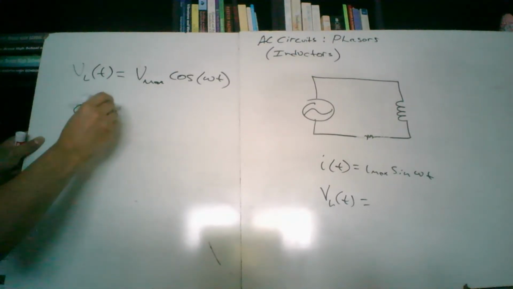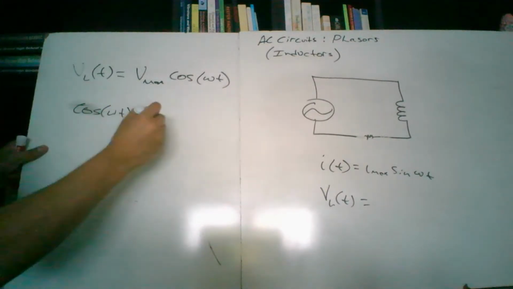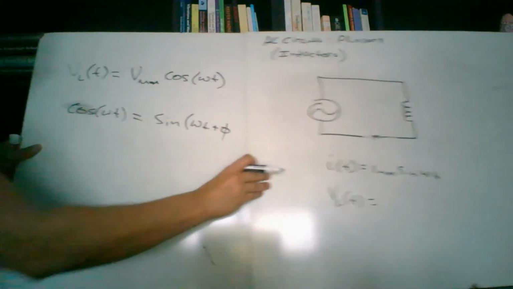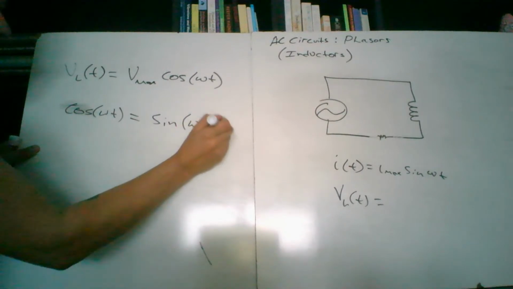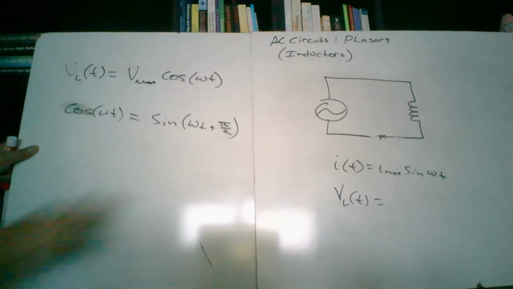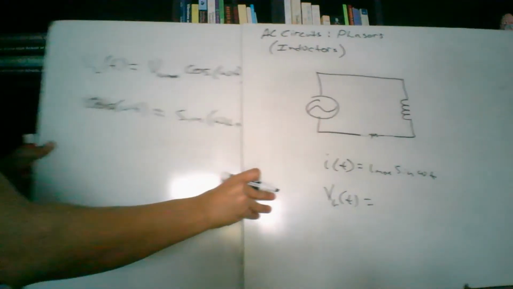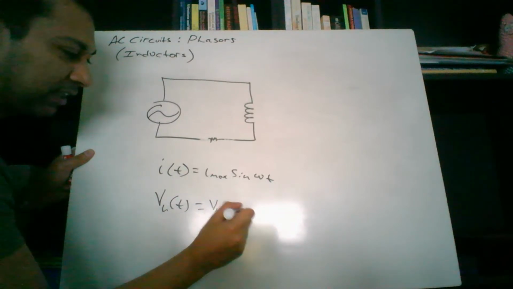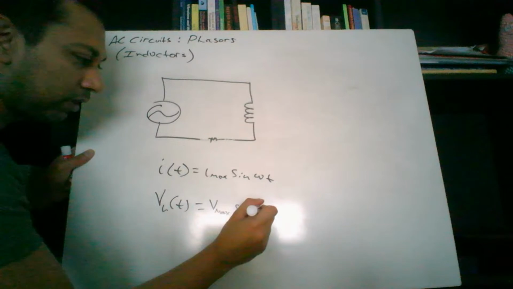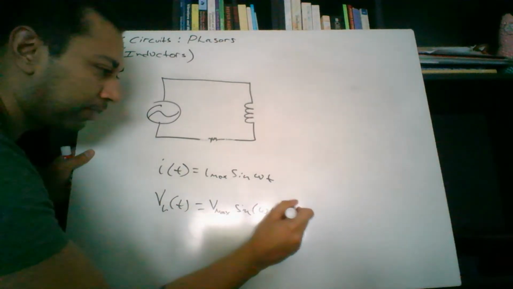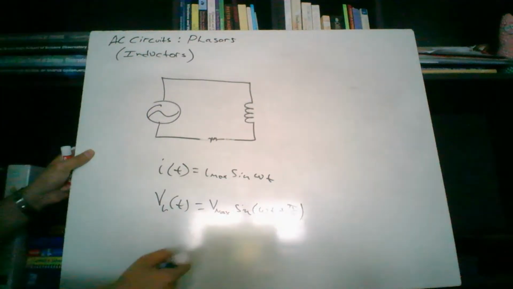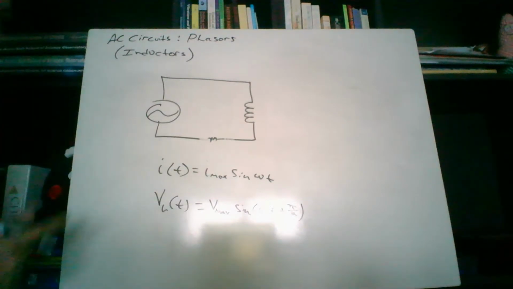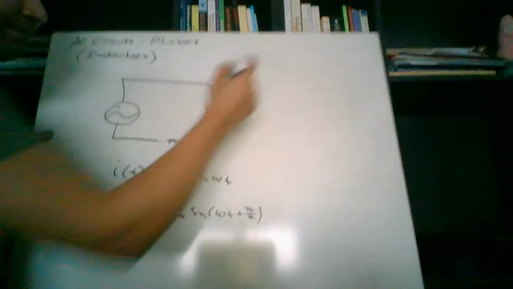Cosine of omega t, well, you could have an identity for that, is really just sine of omega t plus pi over 2 here, instead of minus pi over 2. And so the voltage of an inductor is going to be written as V max sine of omega t plus pi divided by 2. And we can see that the current is going to be lagging the voltage. Well, let's plot it.